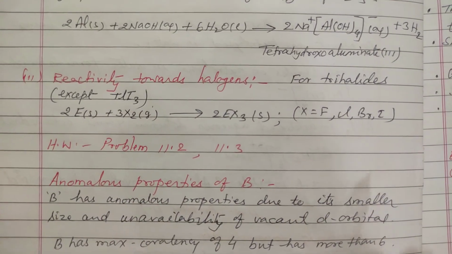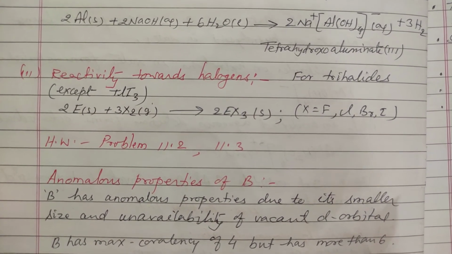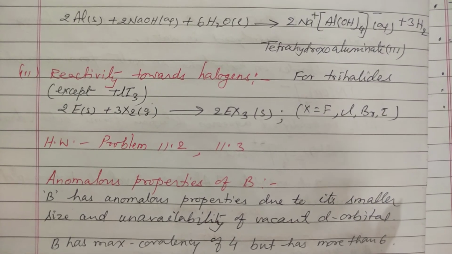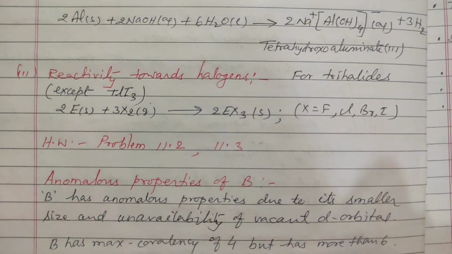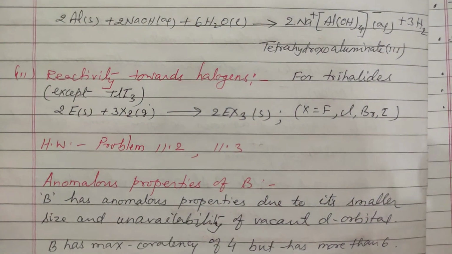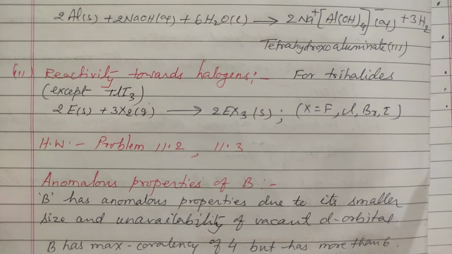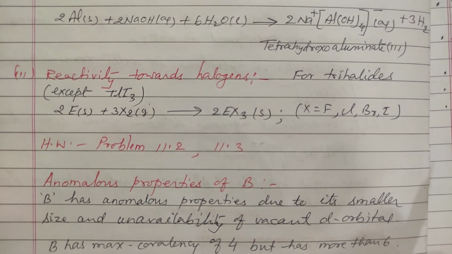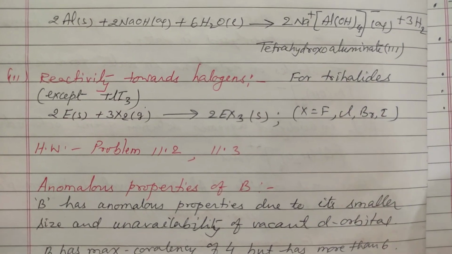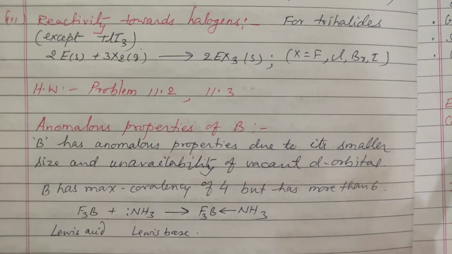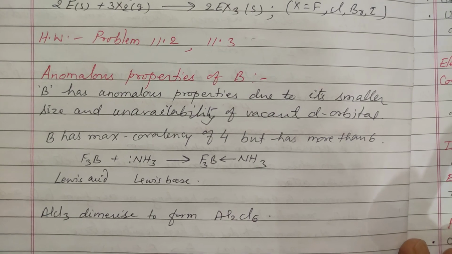Now third, reactivity towards halogens. All group 13 elements form trihalides except TlI3, again due to the inert pair effect. 2E(s) + 3X2(g) gives 2EX3(s). Here X is equal to F, Cl, Br, I. Now for your homework, problems 11.2 and 11.3.